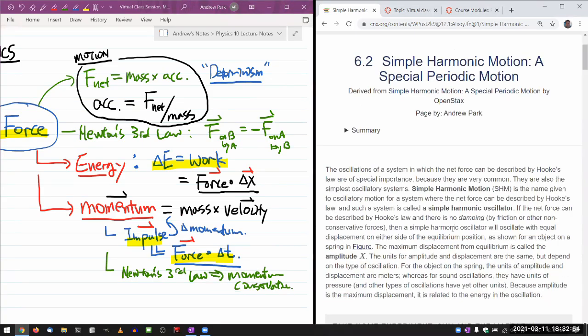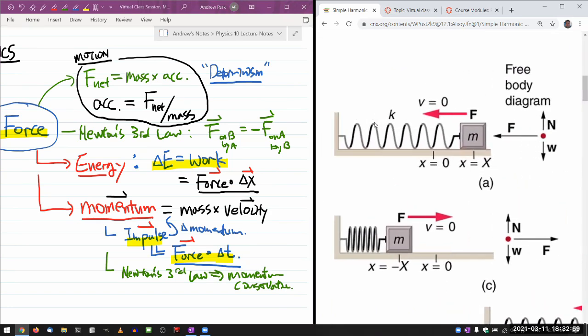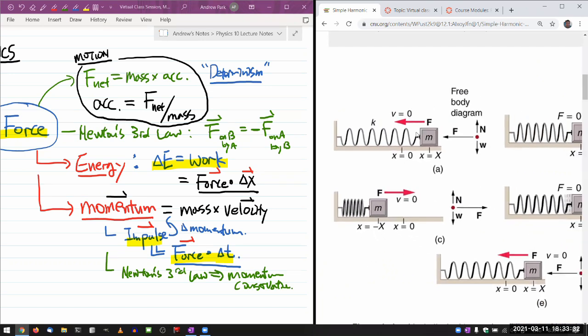What drives simple harmonic motion is something like this. It's driven by a situation where you have a restoring force, like a spring force. When you pull a mass one way, the spring pulls back. When you move the mass the other way, the spring pushes back the other way. And in fact, there's a Hooke's law relationship: how much force there is is proportional to how much you displace it.